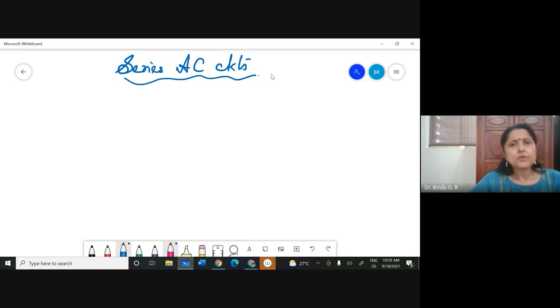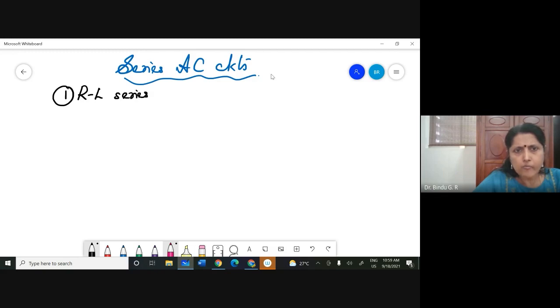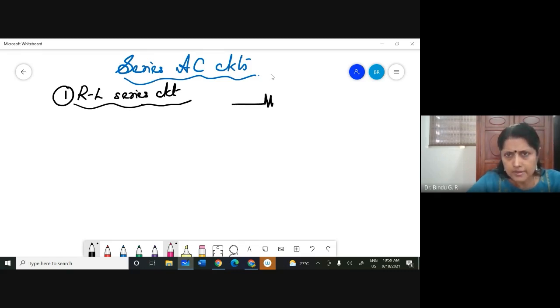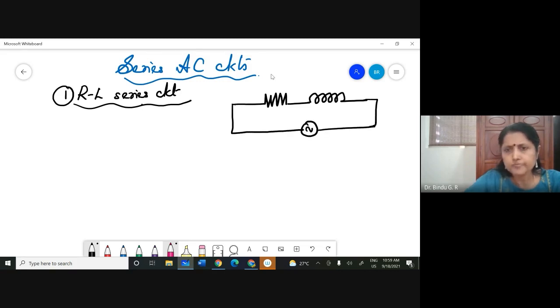As you know, a series circuit means the current flowing through all the elements is the same. So first we'll consider an RL series circuit. If we have understood all the concepts till now, then this is very easy. I have a resistance in series with an inductance, which will be connected to an AC source. Small v is equal to Vm sine omega t, because I am taking that as the reference.